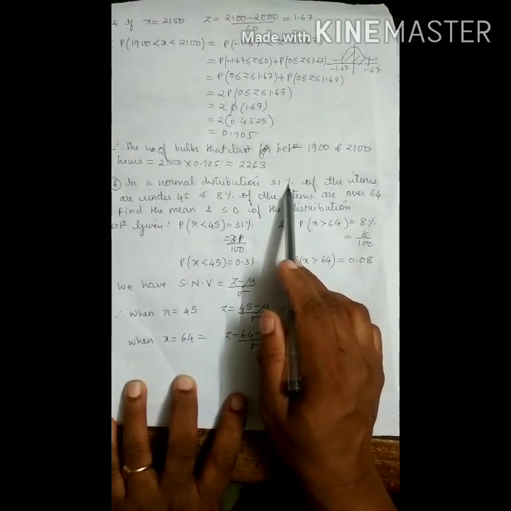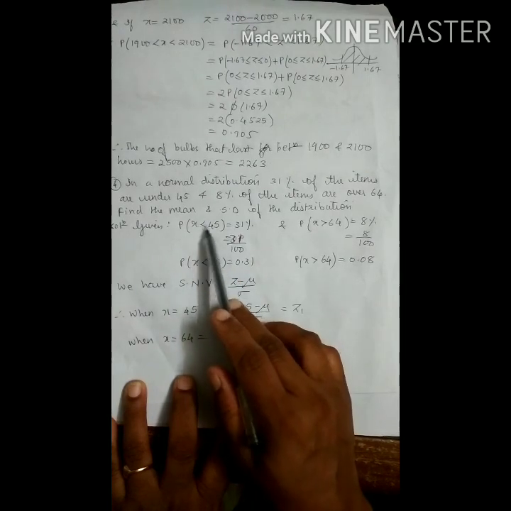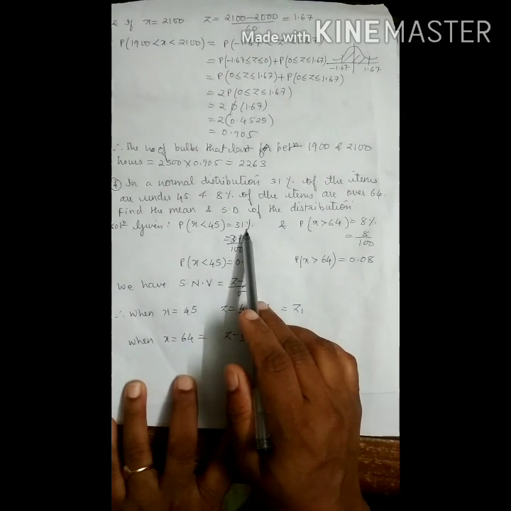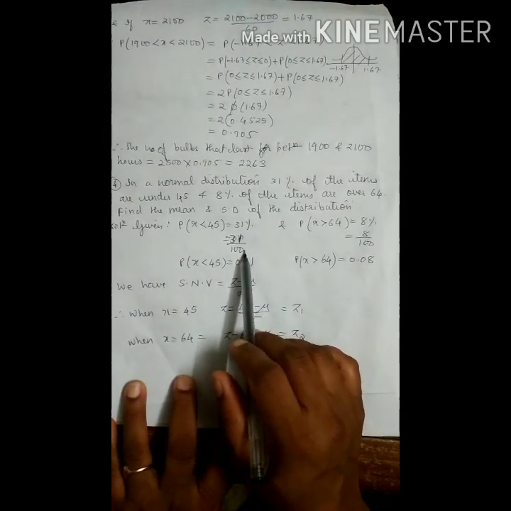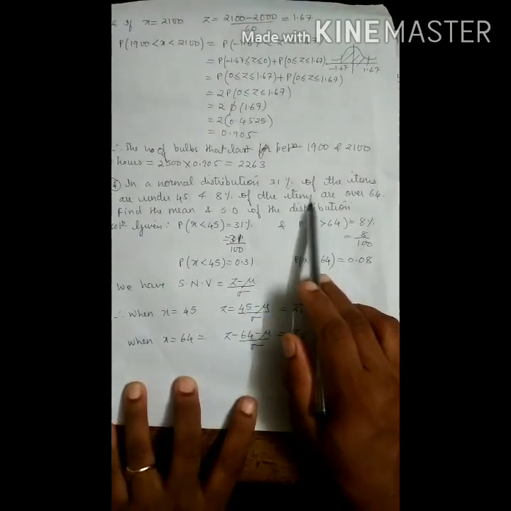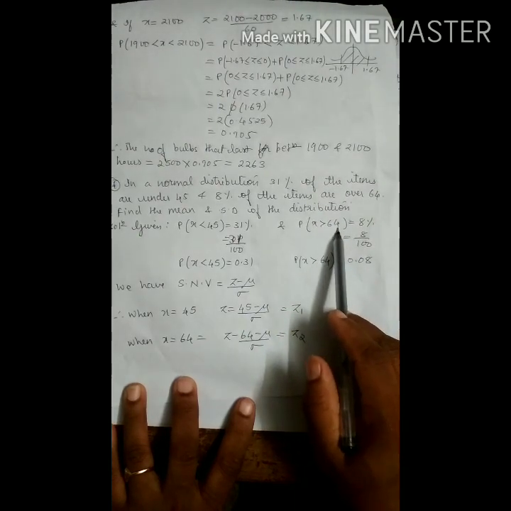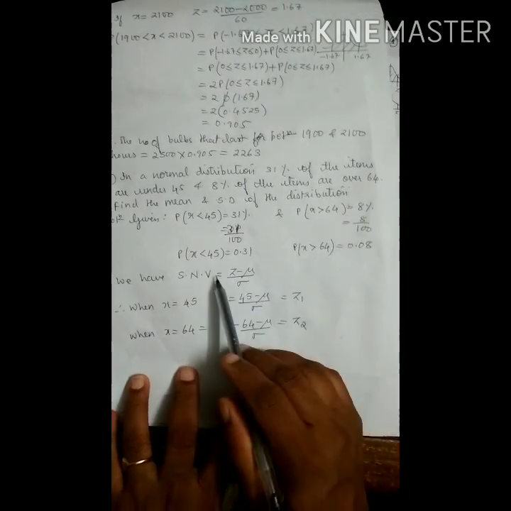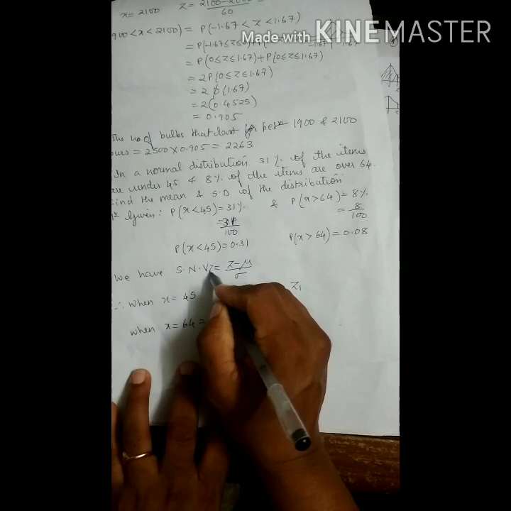31% means it is a probability given. Items under 45 means you have to take x less than 45. That is, the probability of x less than 45 is 31%. 31% means 31 divided by 100, that is 0.31. And 8% of the items are over 64. Over means take greater than 64. 8% means 0.08.